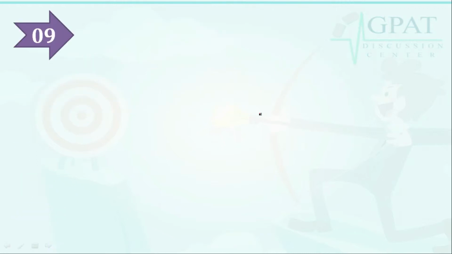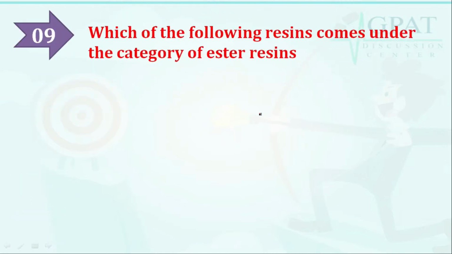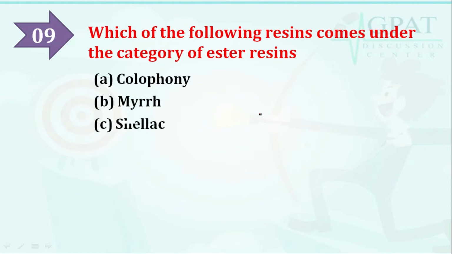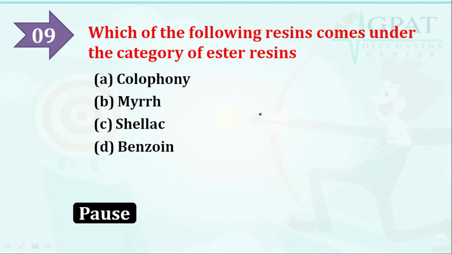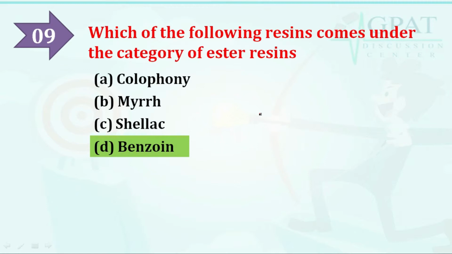So next question is, which of the following resins comes under the category of ester resins? Option A is colophony, option B is myrrh, option C is shellac, option D is benzoin. So which of the following resins come under the category of ester resins? So the correct answer is benzoin. Benzoin is the resin which comes under the category of ester resins.